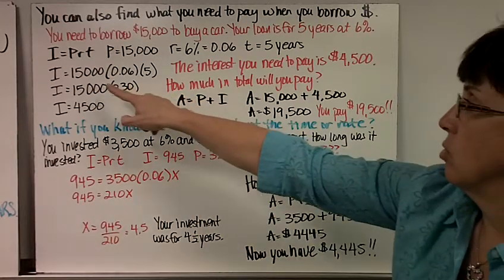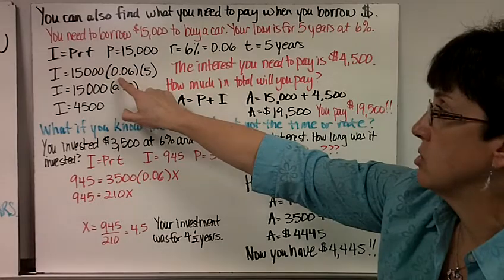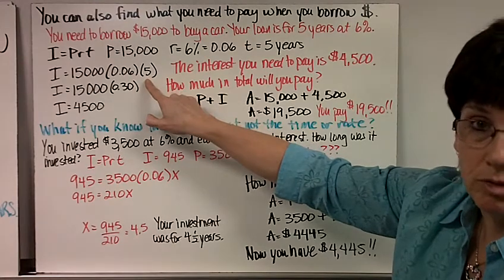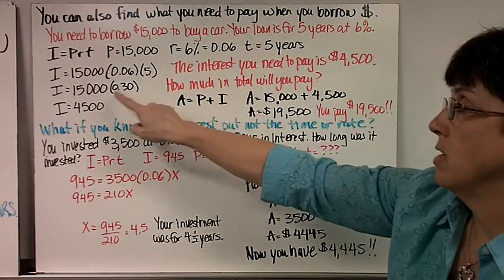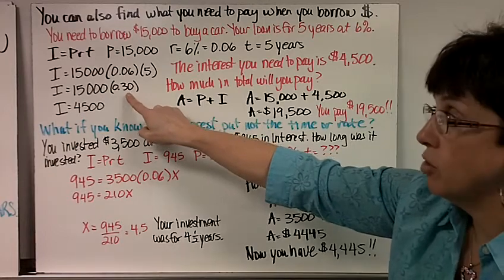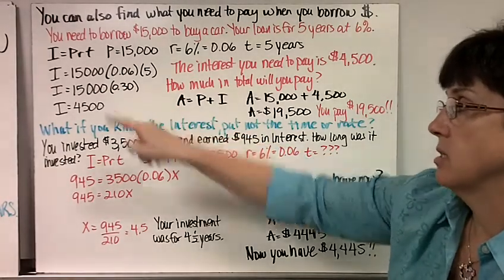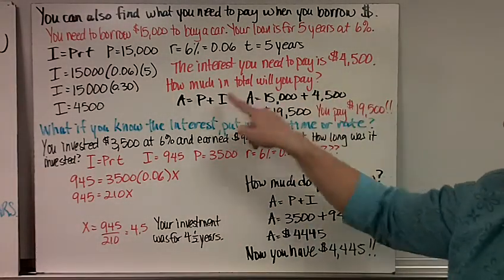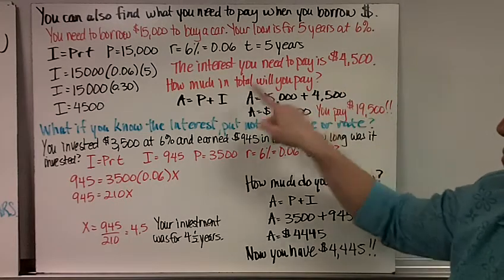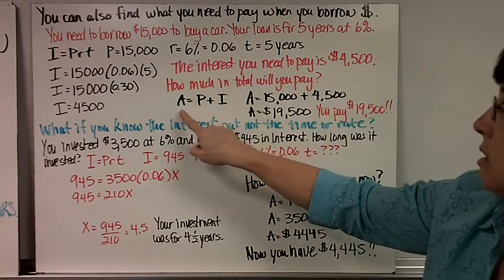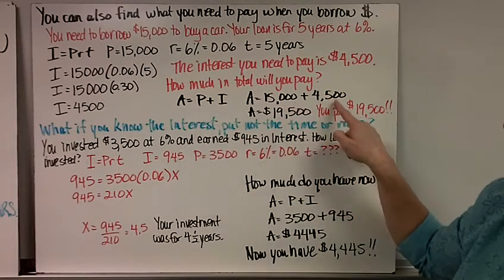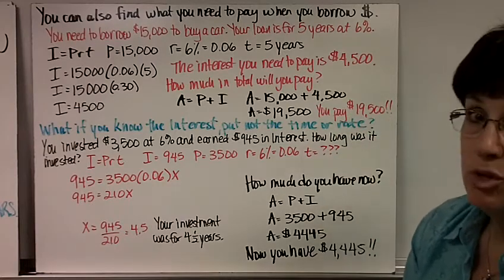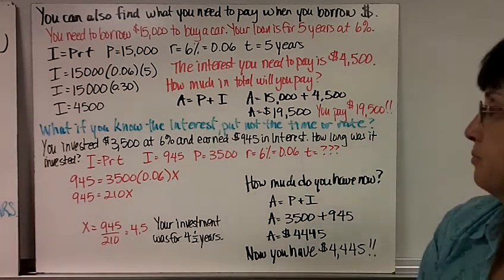Okay, so interest equals 15,000 times 0.06 times 5. This time I decided to just do 5 times 0.06 and got 0.30. Now 15,000 times 0.30, or 30% of 15,000, is 4,500. So the interest you need to pay is 4,500. How much in total will you pay? Well, the amount you pay, the total amount, A, is the principal plus the interest. So 15,000 plus 4,500, 19,500. You're paying 19,500, but you only borrowed 15,000, so I hope you really want that car.